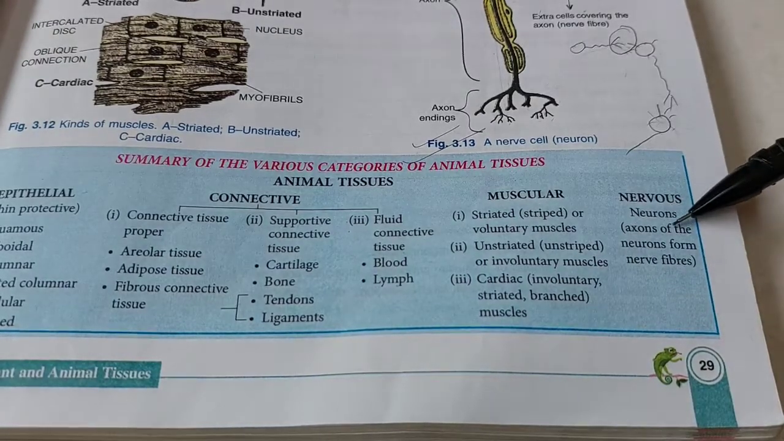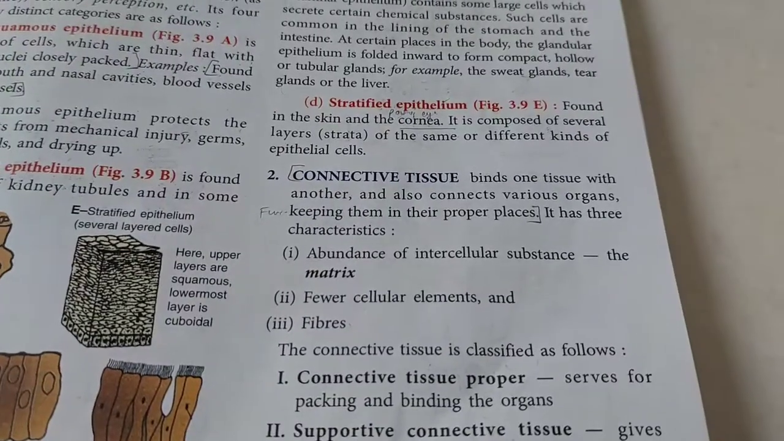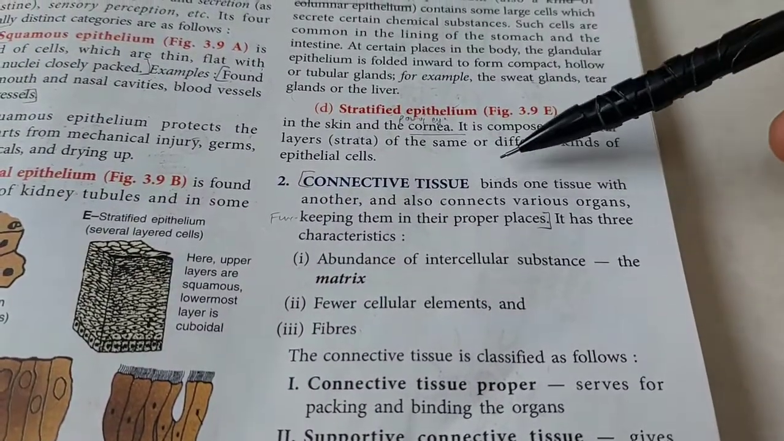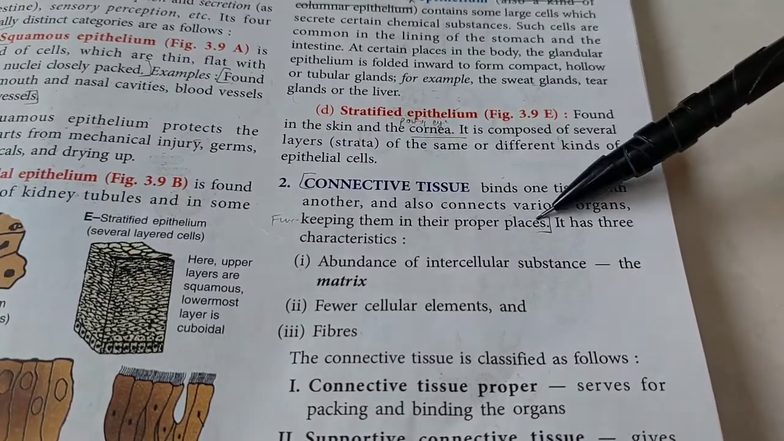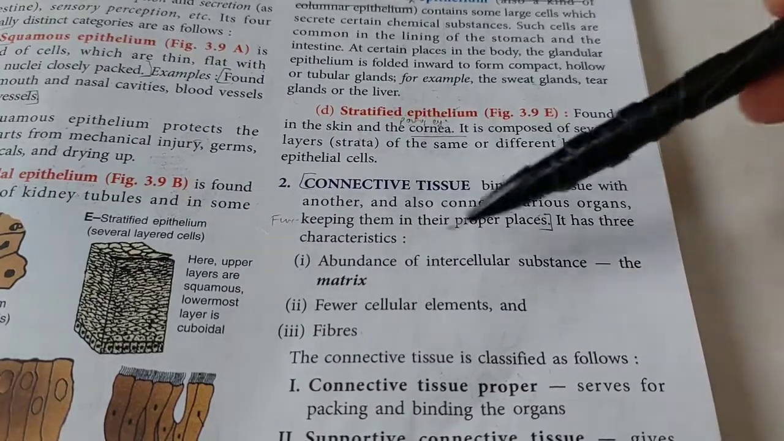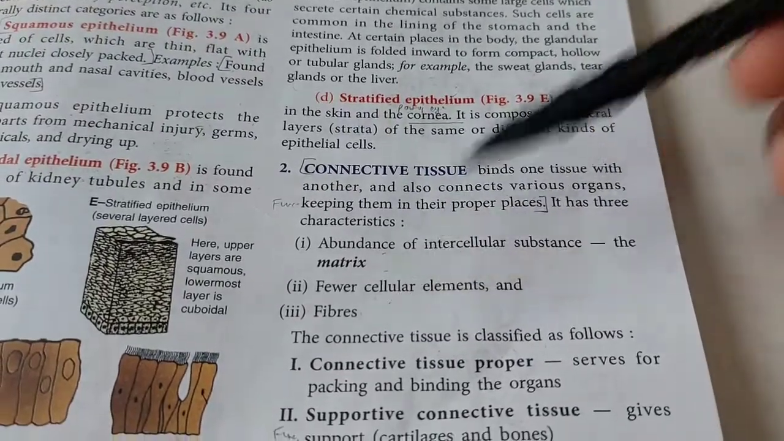Neurons have axons, dendrons, and other parts, which we'll study soon. So connective tissue, as the name suggests, has a function which is to bind and connect various organs and keep them in their place. It has three characteristics. It has a matrix, that is a background. It has few cells, and it has fibers as well.